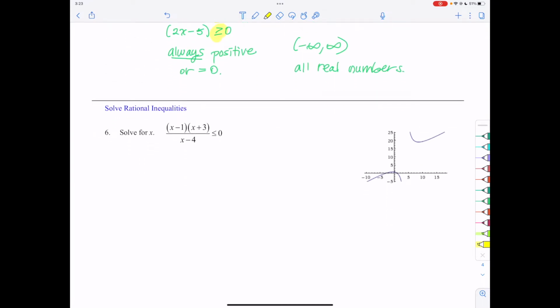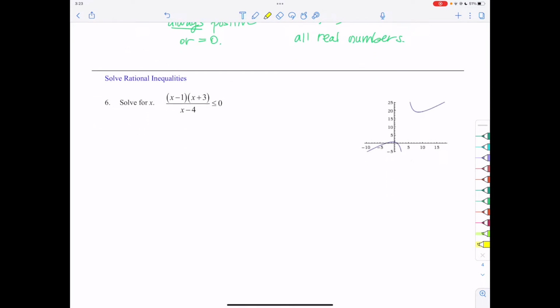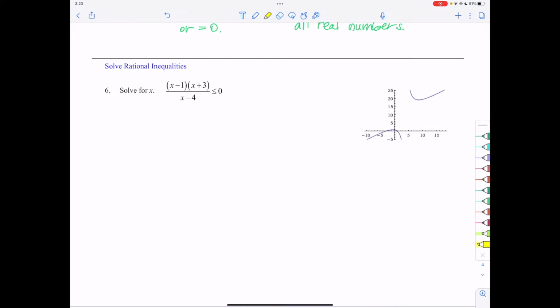Let's look at rational inequalities. We will be doing the same thing with the sign chart. It just is going to take a little bit more time, okay? Because we'll have more factors and more to include on our sign chart. So as you can see here, to solve this, the solutions are x equal to 1, -3, and 4. And we are undefined.